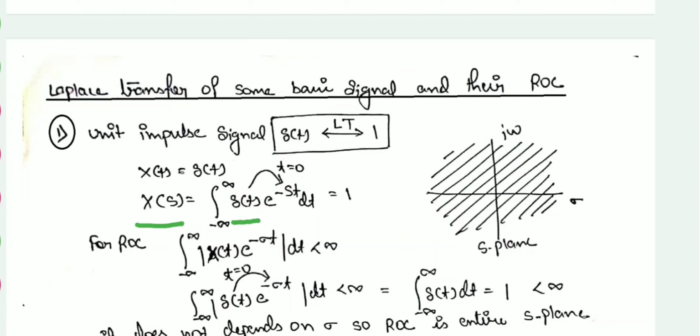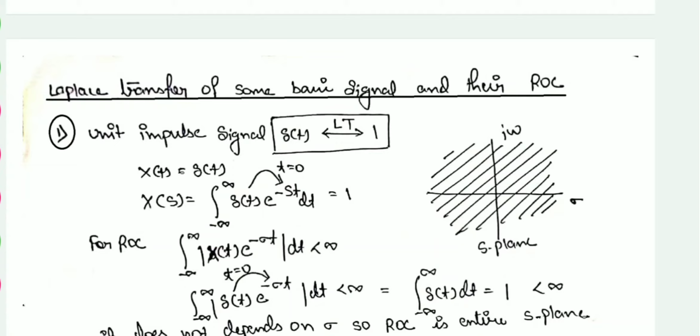Therefore, putting t equal to 0 into e to the power s into 0, this becomes 1, and the integral of delta t becomes 1. Therefore, the resultant becomes 1. Therefore, the Laplace transform of delta t becomes 1.